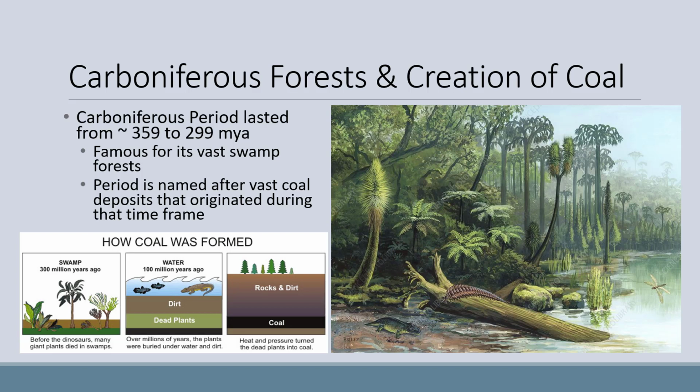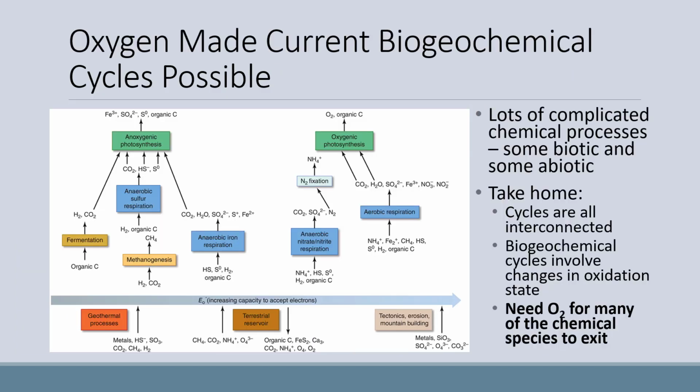Some other fun notes about the Carboniferous period are that dinosaurs evolved much later from some reptiles that had migrated onto land during the Carboniferous period, and there was a huge diversification of insects during this time. Like I said before, one of the benefits of atmospheric oxygenation is that oxygen made current biogeochemical cycles possible.